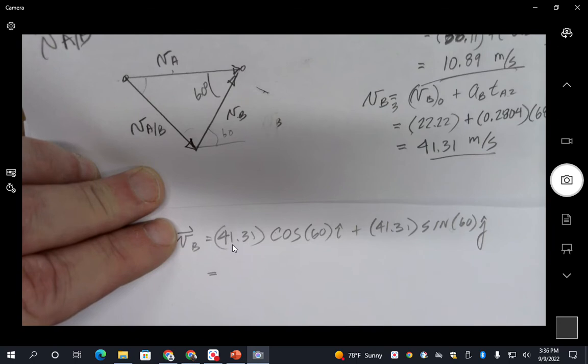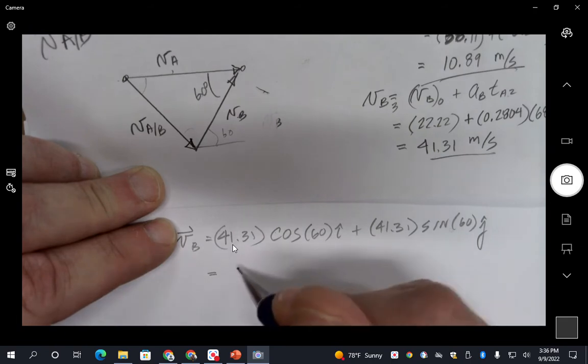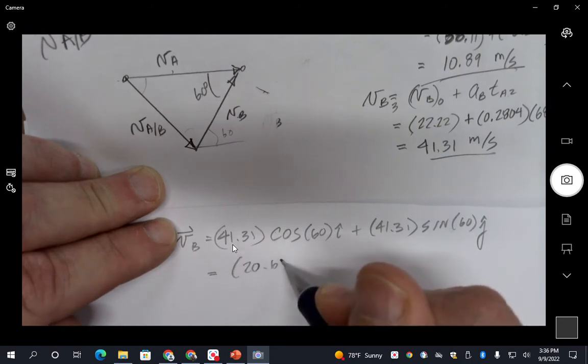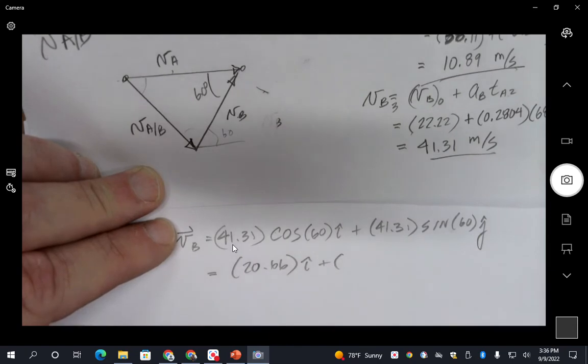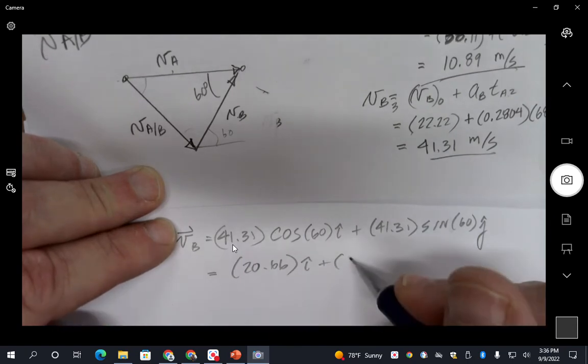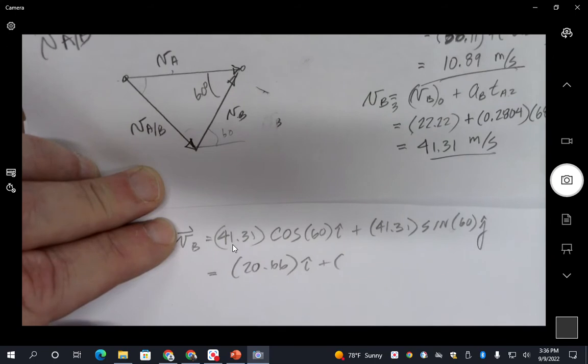41.31, enter, 60 cosine times 20.66 I, and then flip them around, and we got, go 60 sine, shouldn't that be like 0.5? Nope, that's the other one, right? Boom.